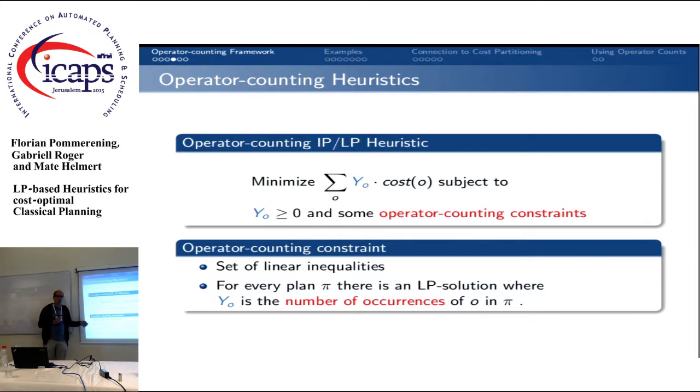So the property that connects them to the planning problem is that whenever we have an actual plan to the solution, so an actual plan to the problem, then there has to be a solution to the constraint, so a way to set the LP variables where you set all the operator counting variables, these YO, to the number of times this operator occurs in this particular solution. So for every possible solution, you have to find a way to satisfy these constraints, these inequalities, with the actual occurrences of this operator in this plan.